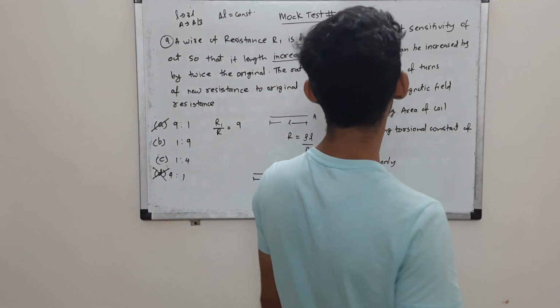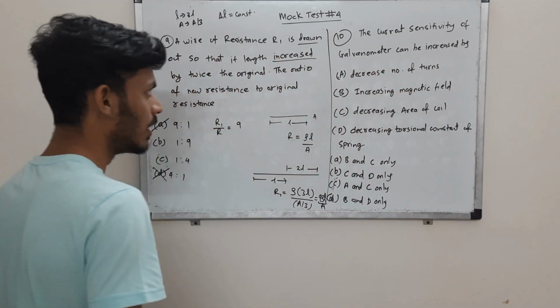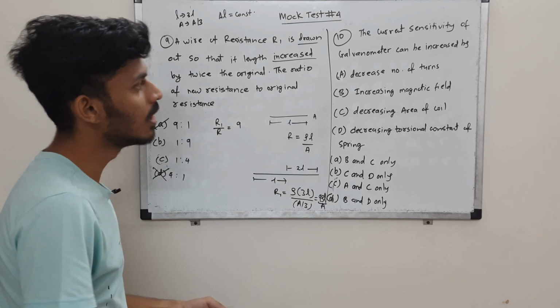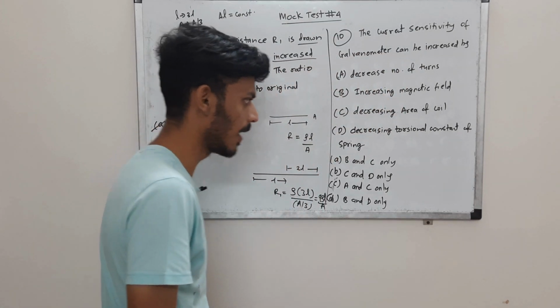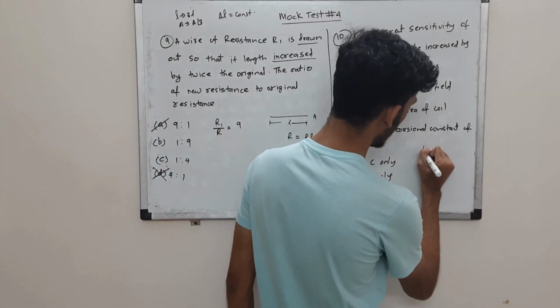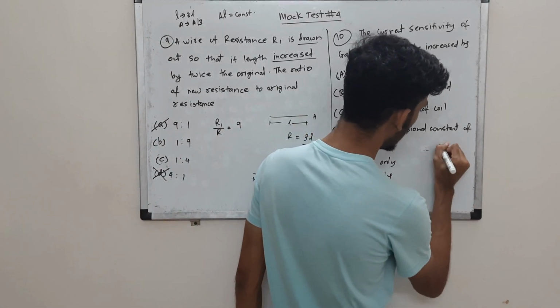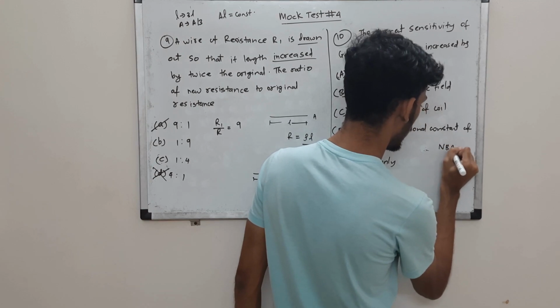Okay, now let's come to this one. Here we are asked what can you do to increase the current sensitivity of a galvanometer. Okay, now the current sensitivity is given as NBA by K, right?